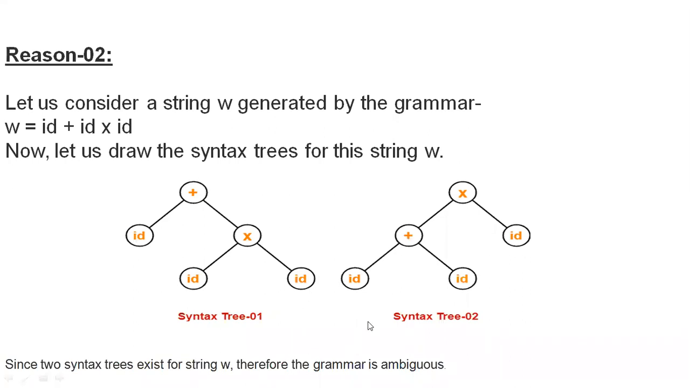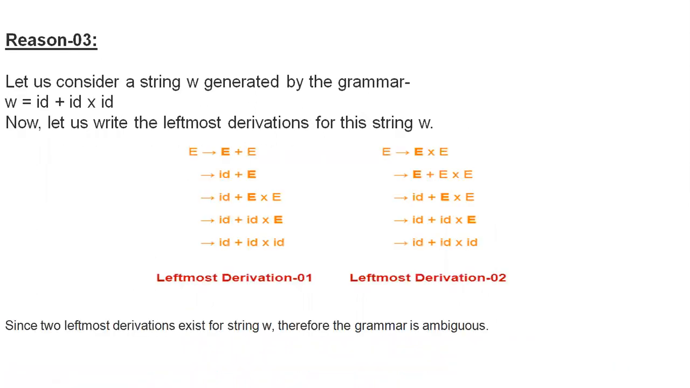See here, we represent two types of syntax trees for the given input string from the given grammar. So here we proved that this grammar is ambiguous by showing the syntax representations. And we can also prove it with a derivation. See here, we have the leftmost derivation, deriving the input string ID plus ID into ID. Here we are deriving more than one leftmost derivation for the input string, right? So this type of grammar can be called an ambiguous grammar.